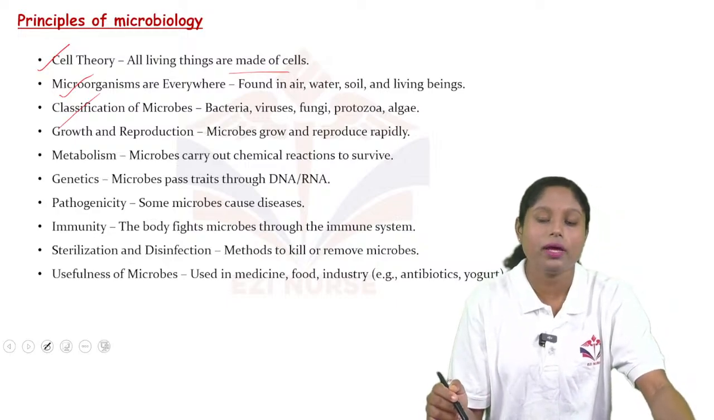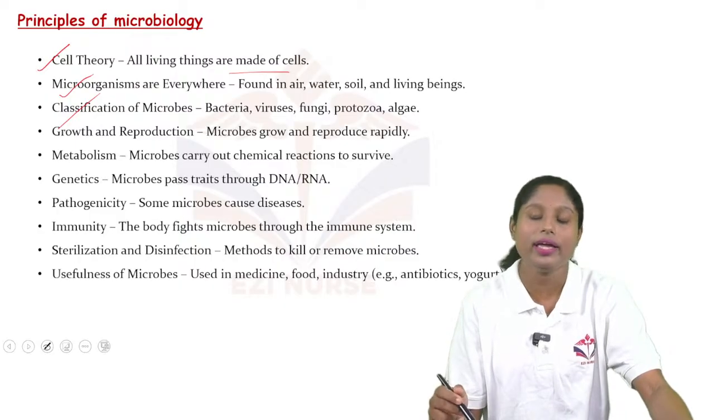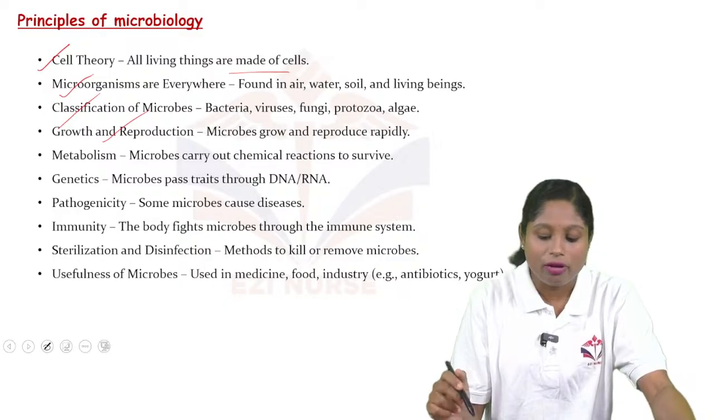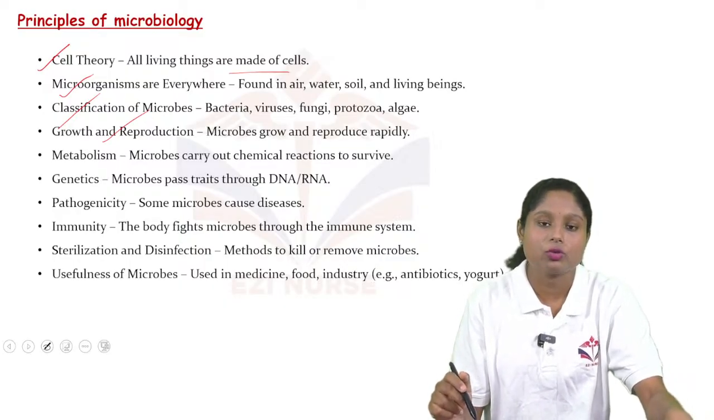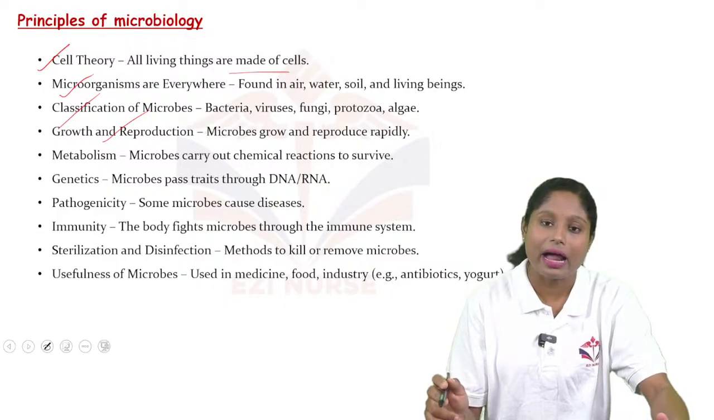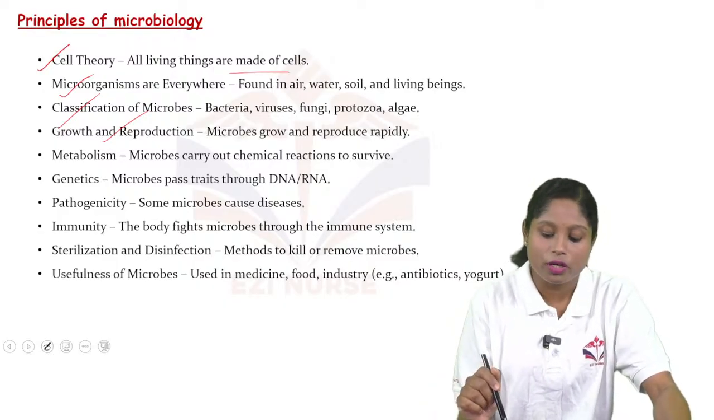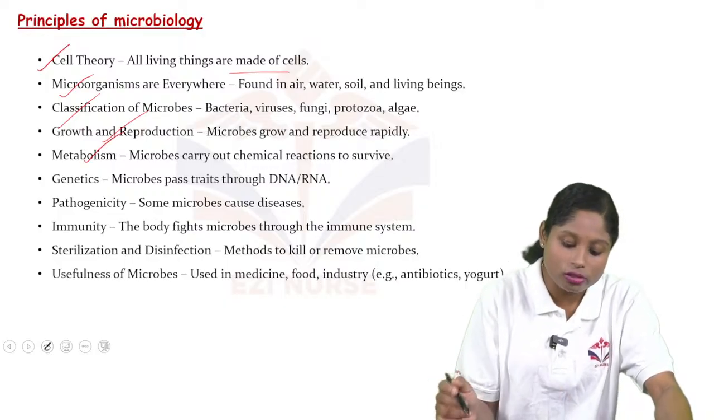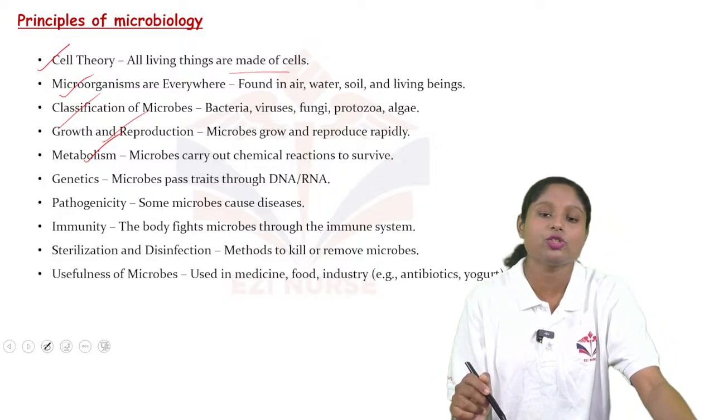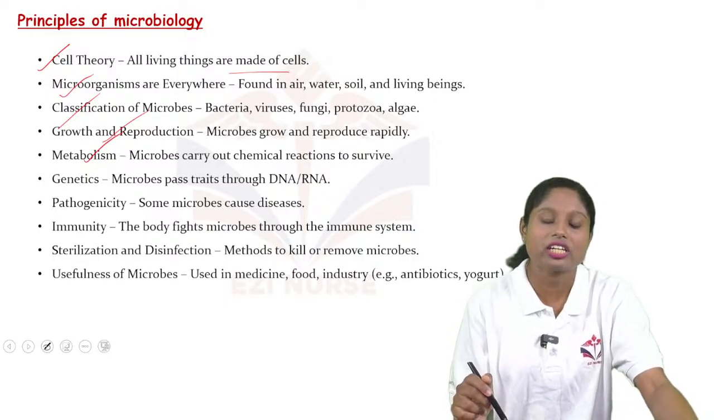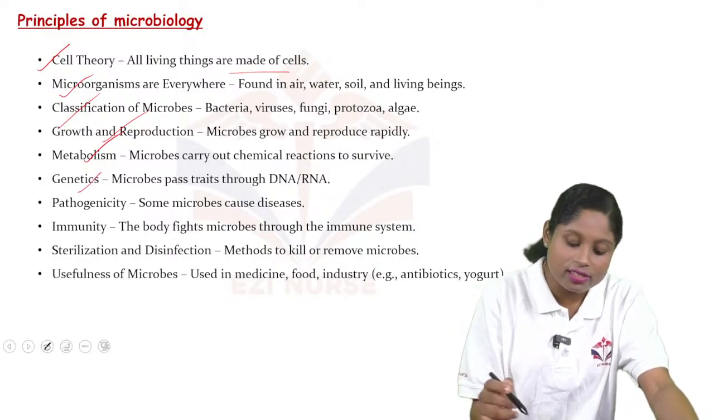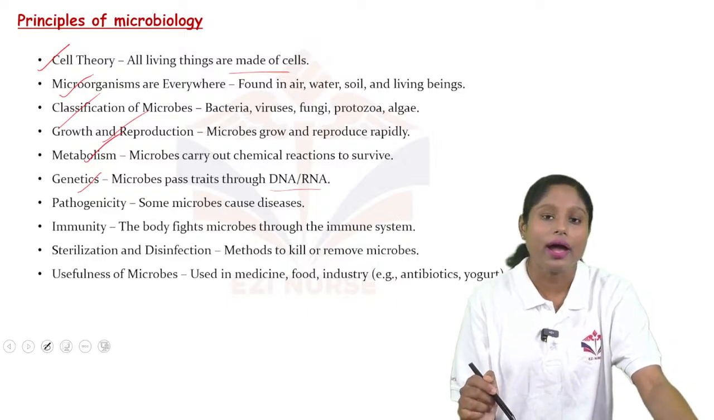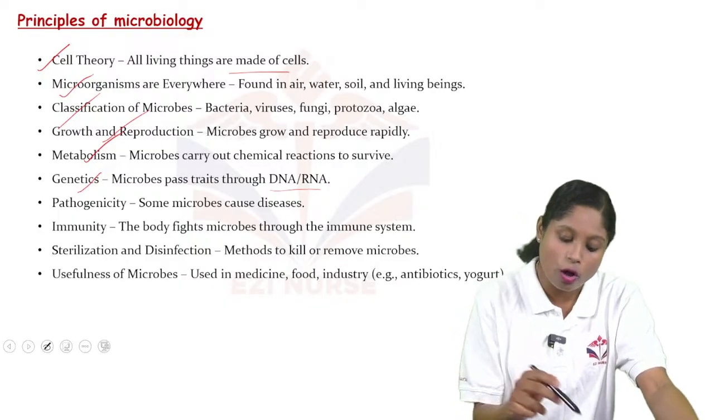Classification of microbes. It is mainly classified into bacteria, virus, fungi, protozoa and algae. Growth and reproduction. Microbes grow and reproduce rapidly. So very fast they reproduce. Metabolism. Microbes carry out chemical reactions to survive. So they have chemical reactions for their survival. Genetics. Microbes pass on traits through DNA or RNA. So it's involved in genetics also.